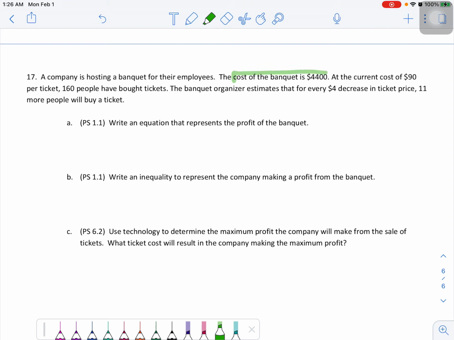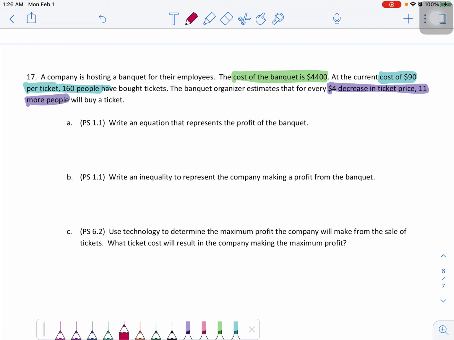Company is hosting a banquet. The cost of the banquet is $4,400. At the current cost of $90 per ticket, 160 people have bought tickets. The banquet organizer estimates that for every $4 decrease in ticket price, 11 more people will buy tickets.